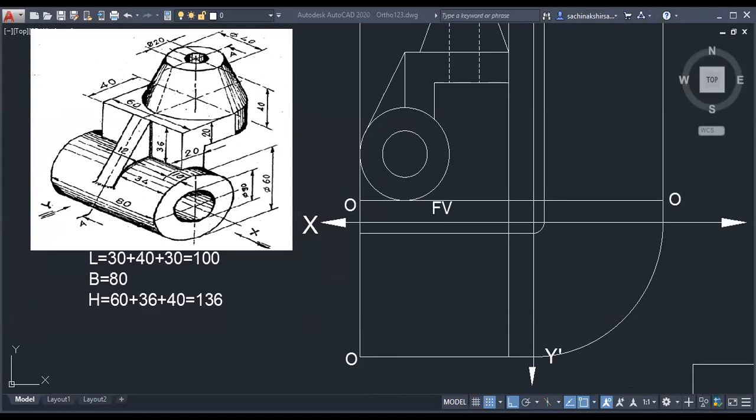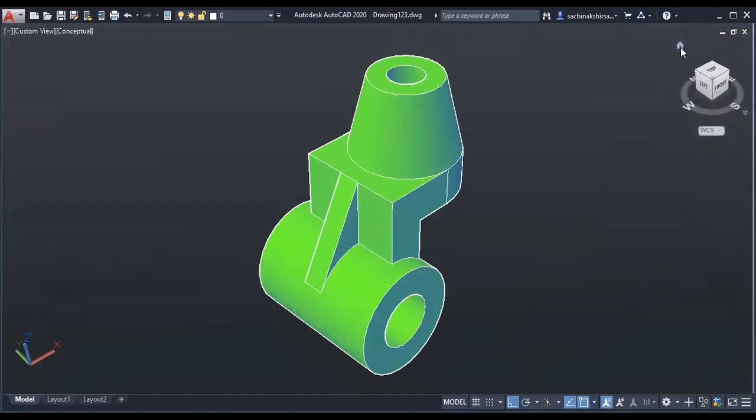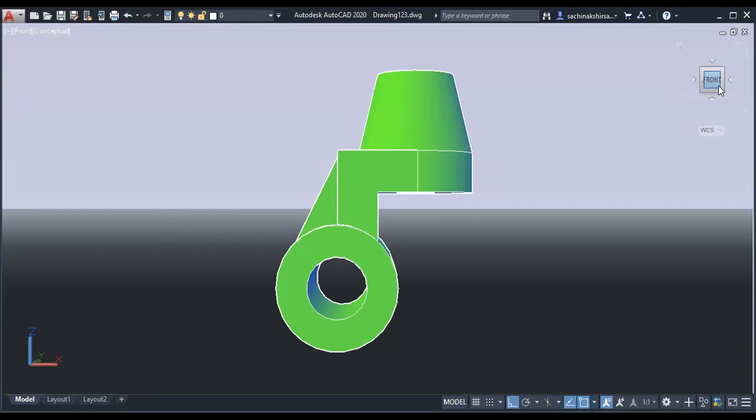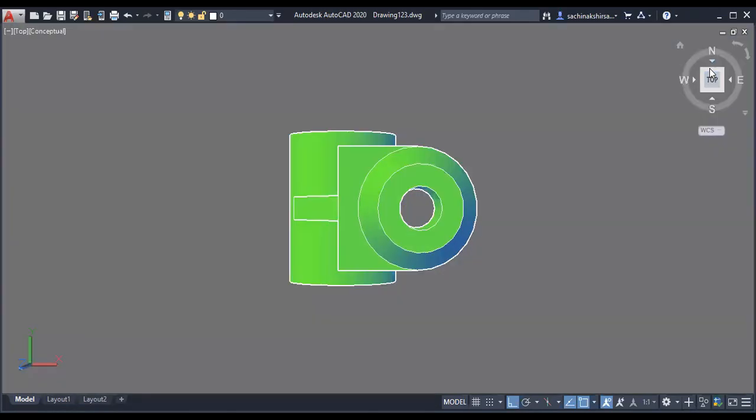Now see here, for this object front view we have drawn like this. Front view. This object is something like this. We have drawn its front view in this direction. Now we are supposed to draw its top view. So it will look like this. Now this is our target. In this way we have to draw its top view. Top view will be something like this.